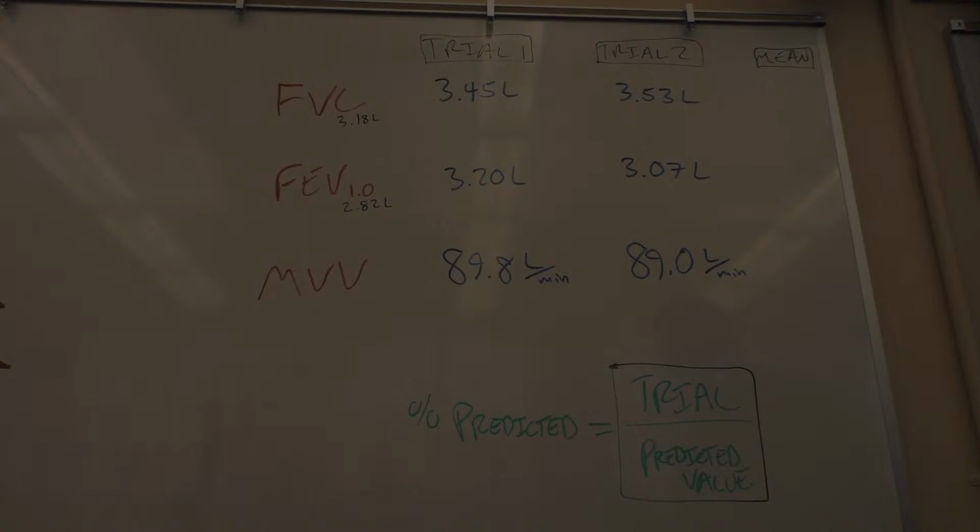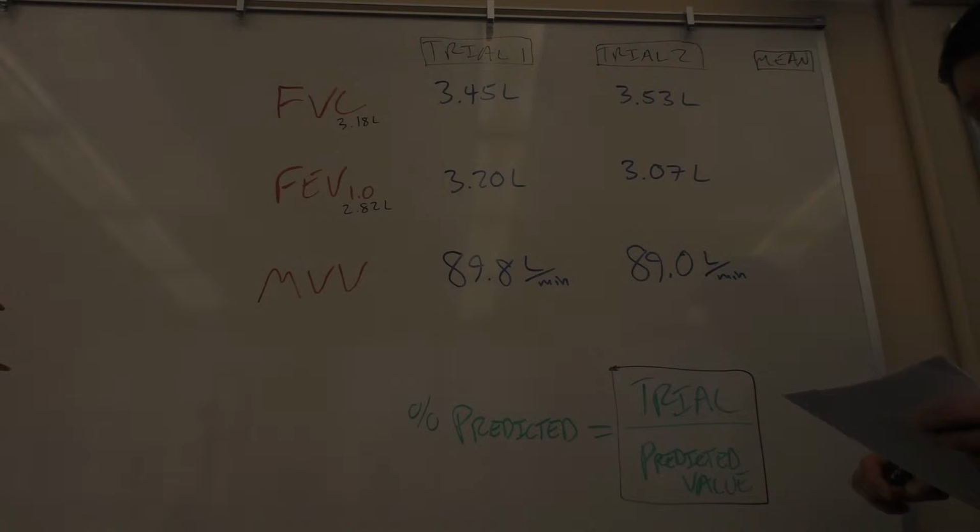So we have only one participant today. She's female. She's 20 years old. She weighs 47.3 kilograms, and she is 150.5 centimeters tall. What you just observed was an FVC test and an MVV test.